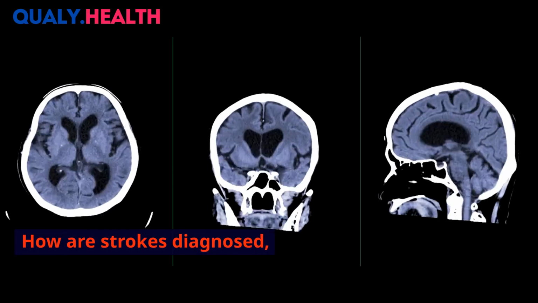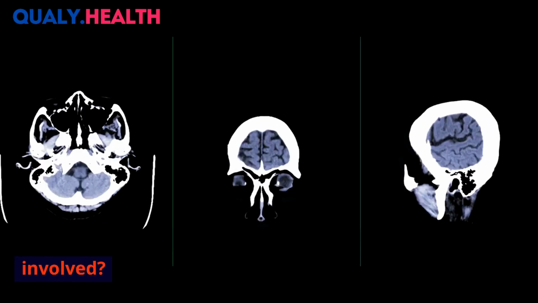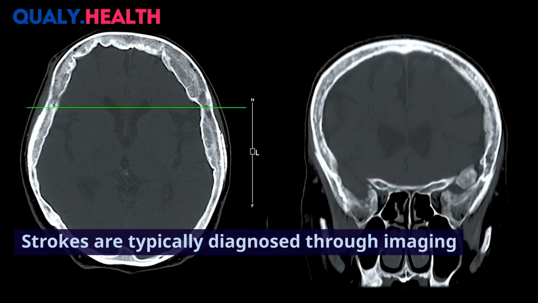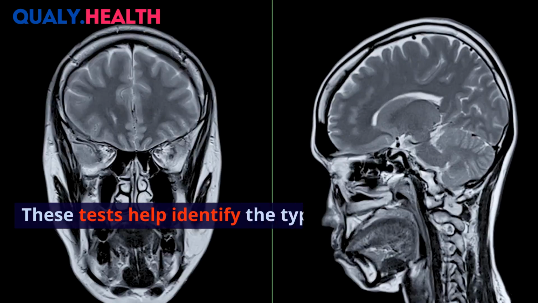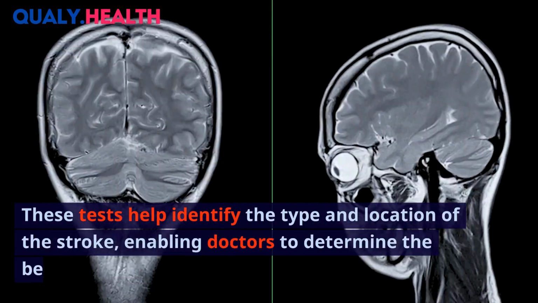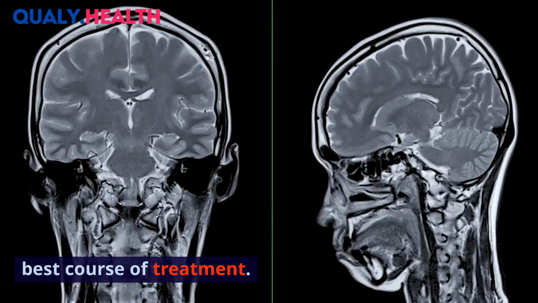How are strokes diagnosed, and what tests are involved? Strokes are typically diagnosed through imaging tests such as CT scans or MRIs. These tests help identify the type and location of the stroke, enabling doctors to determine the best course of treatment.